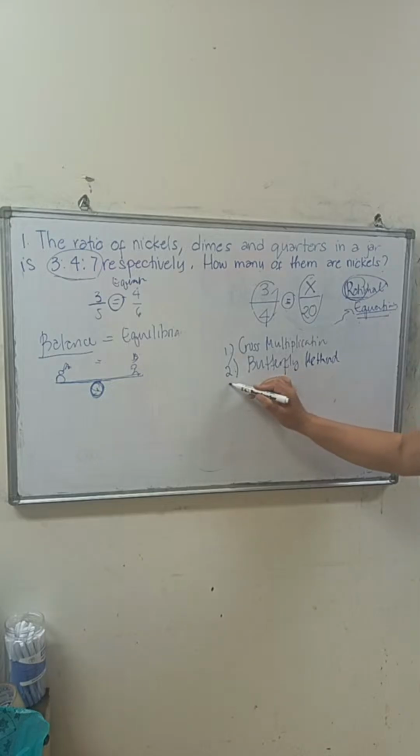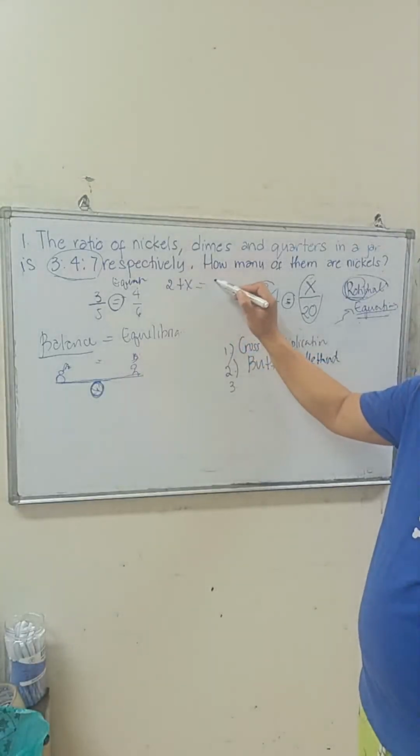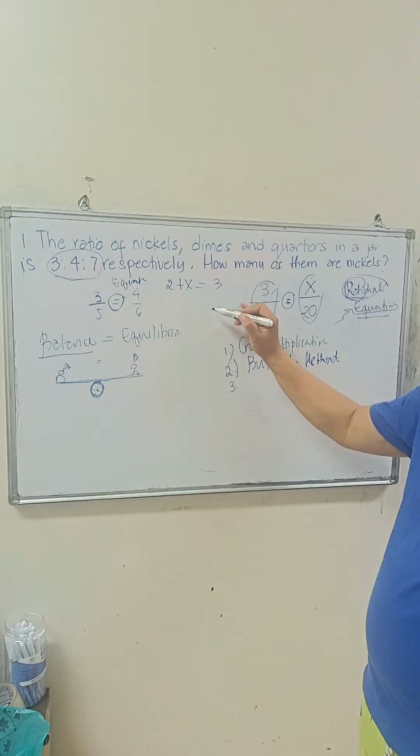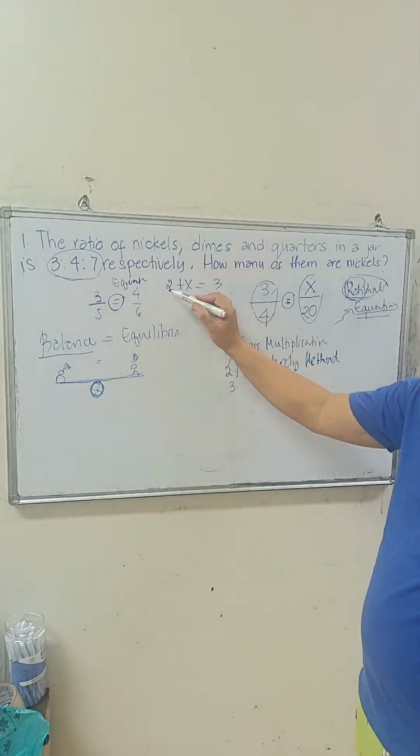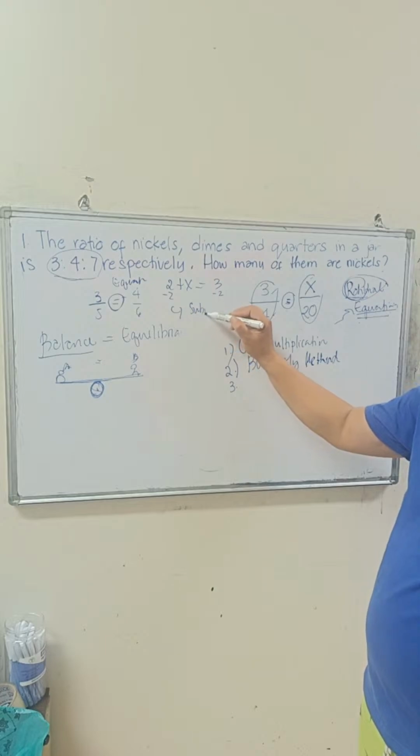And then number three, we have what you do in the left, you also do in the right. This is referring to the addition identity property, subtraction identity property, multiplication identity property, and division identity property. These are the identities that you're going to use. For example, if I say 2 plus x is equal to 3, I'm going to get rid of this 2. Therefore, I'm going to subtract 2, and you also do the minus 2 here. This is the subtraction identity property.